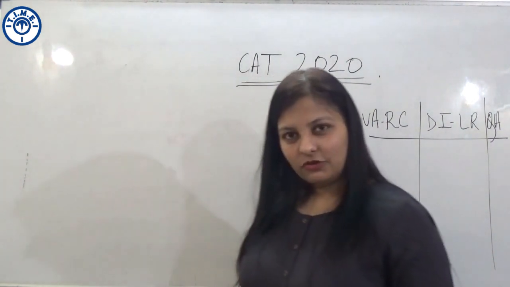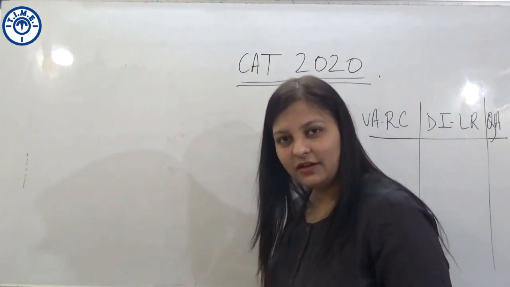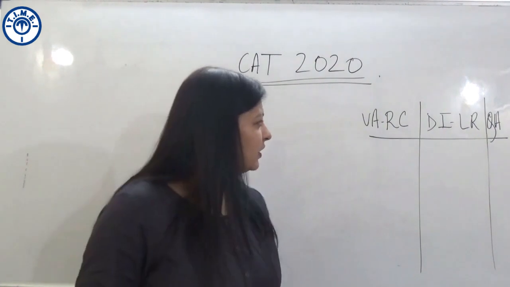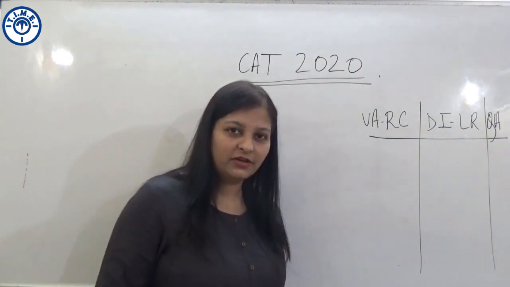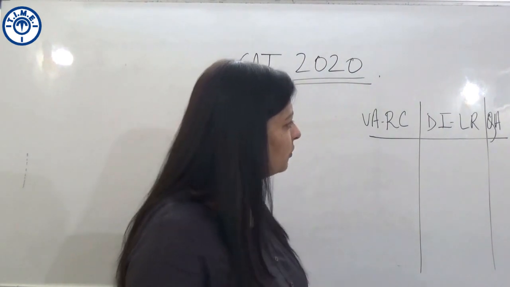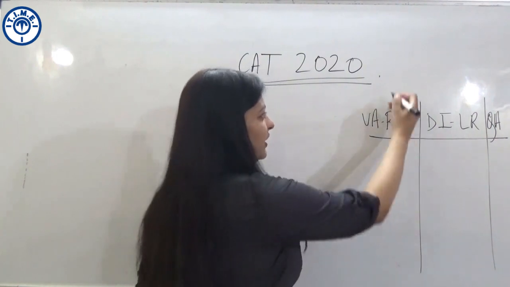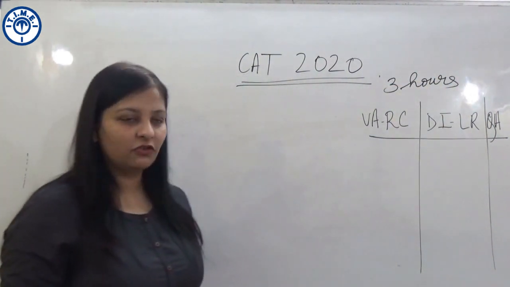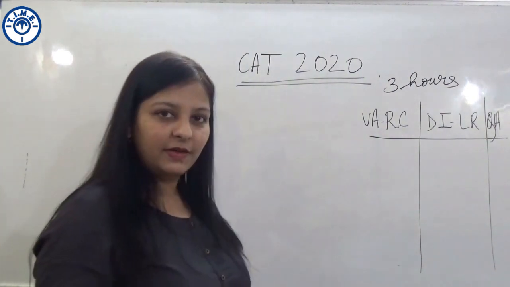Before we delve into it, let's first see how the sections are divided in CAT, what the time limit is, and what the subsections in English are. There are three sections in CAT: VARC, verbal ability and reading comprehension; data interpretation and logical reasoning; and quantitative ability. The exam is of 3 hours, and you are given 1 hour for each section. So let's get into VARC.